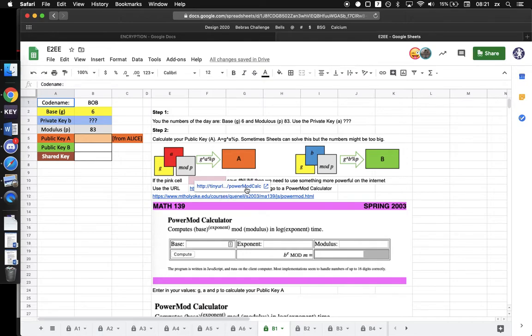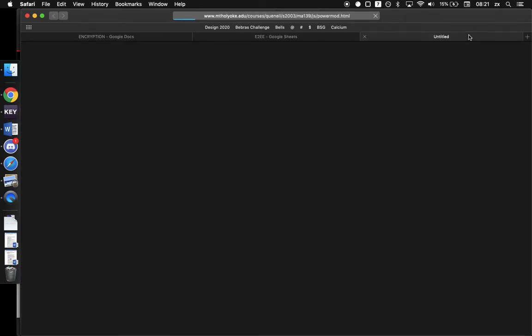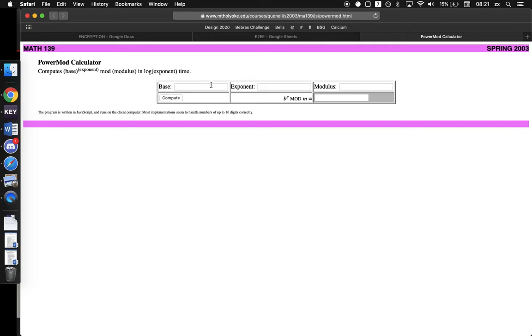I'm going to go to tinyworlds.power, so power mod calc. I just created that shortener, and when I go to that page, I can see base, exponent, and modulus. We said the base was 6, the modulus was 83, and the exponent is my secret key, don't tell anyone, shh. I get the number 31. I'm going to share that with someone else, and they're going to replace the number 6 with my result, and they're going to have their own exponent. Let's say their exponent was 29, and they calculate this number 70. When I calculate their number, it's also going to be 70.